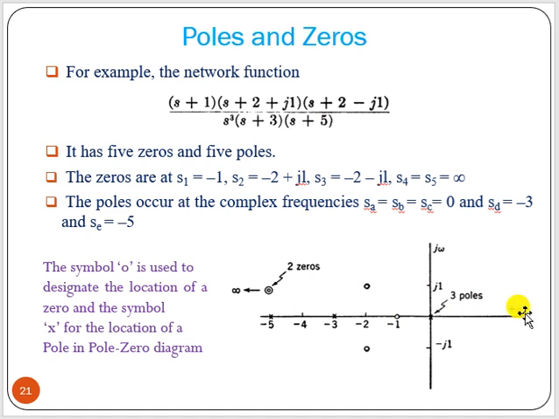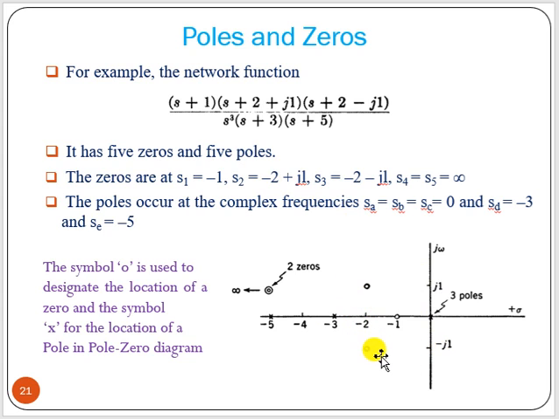This is your sigma, the x axis is the sigma, and the omega axis is the vertical one. So this is your real part, this is your imaginary part. Now a small circle is used to designate the location of a zero, and a cross is the symbol for the location of a pole. Now zeros are at minus 1. So you can see here, at minus 1 there is a zero, and two zeros are also there which are at minus 2 plus minus j1.